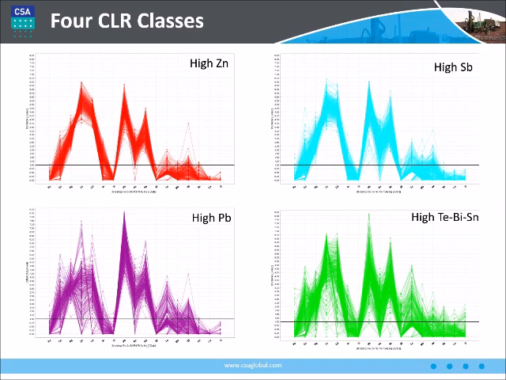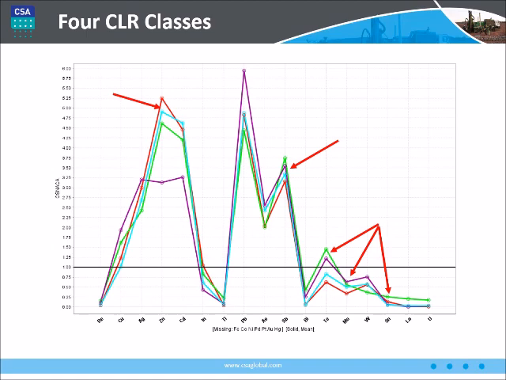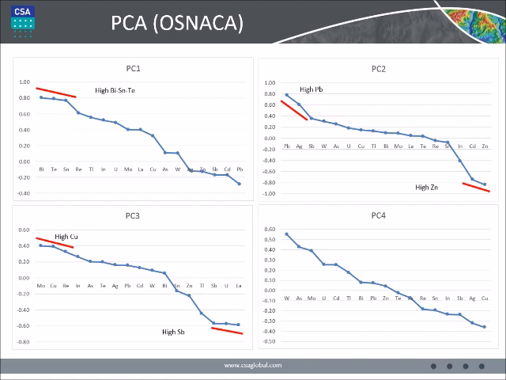So I'll show you the four OSNACA classes' averaged profiles, and then I'm just going to flick backwards and forwards to CLR. The point I'm trying to make here is that the CLR profiles are not nearly as different. And that's what we're trying to do, we're trying to distinguish different types of metal signature. So there's the OSNACA classes and there's the CLR classes. I would argue that the OSNACA transform has been much more useful to tease out differences in metal signature. We're not talking about ore grade, we're talking about the metal signature.